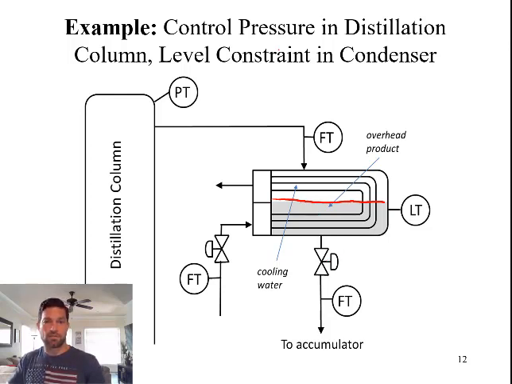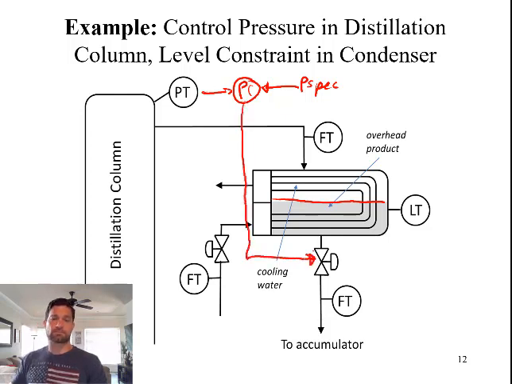So we want to control the pressure in the distillation column. So therefore, we need a pressure controller, P specified, we control the pressure in the column by changing this valve. Okay, simple enough. If the pressure gets too high, we'll open the valve and this will come down to relieve the pressure. If the pressure gets too low, we'll close this valve and raise the level such that it's not condensing as much vapor. Now we have a level constraint on the condenser.